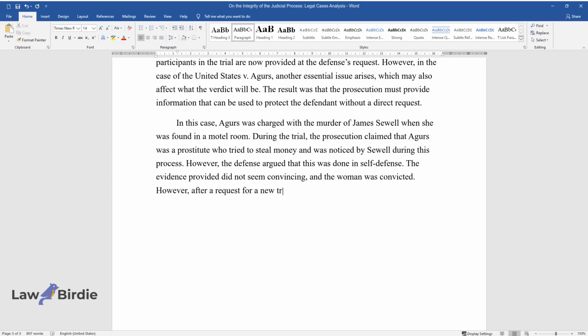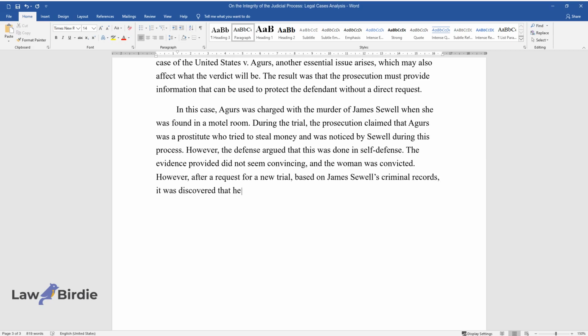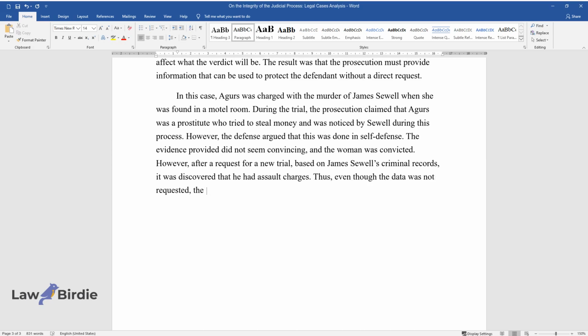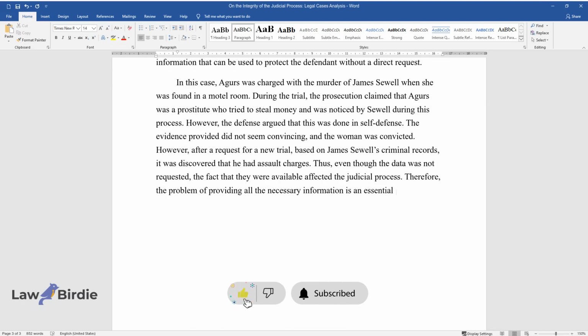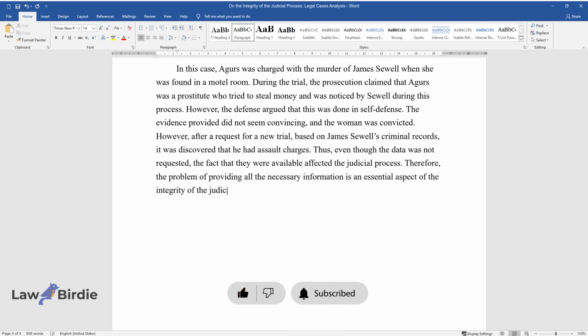However, after a request for a new trial, based on James Sewell's criminal records, it was discovered that he had assault charges. Thus, even though the data was not requested, the fact that they were available affected the judicial process. Therefore, the problem of providing all the necessary information is an essential aspect of the integrity of the judicial process.